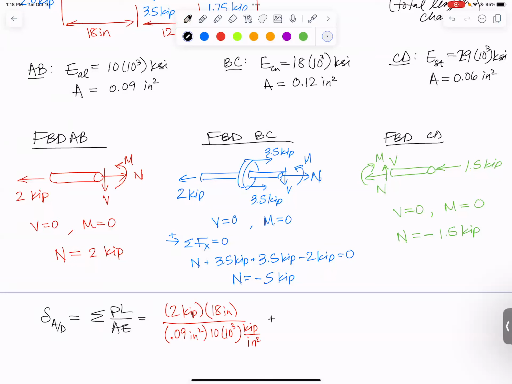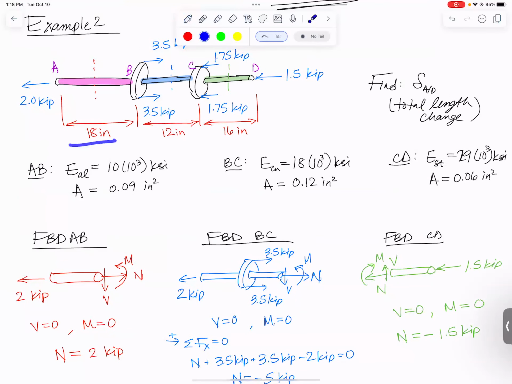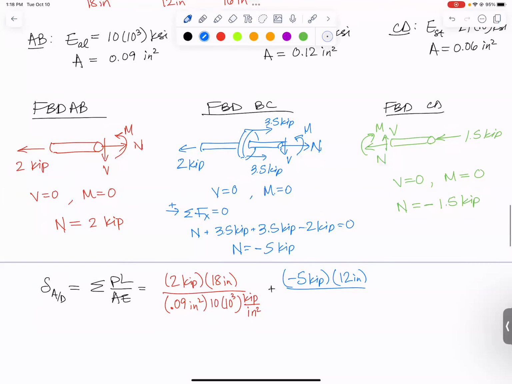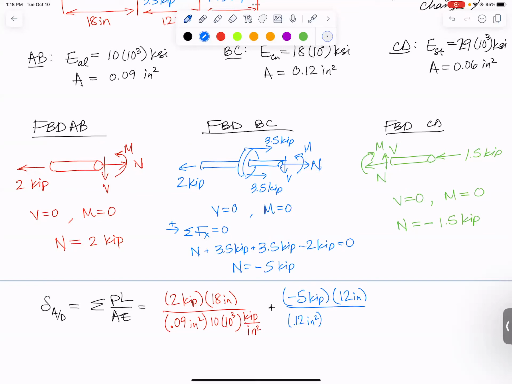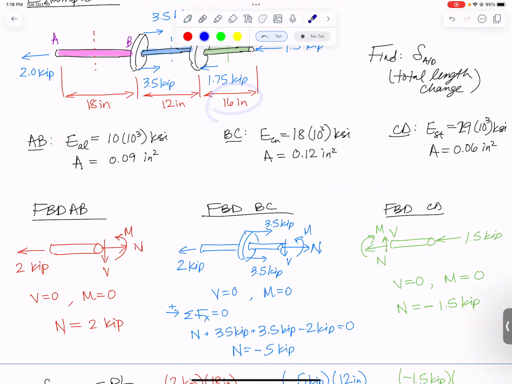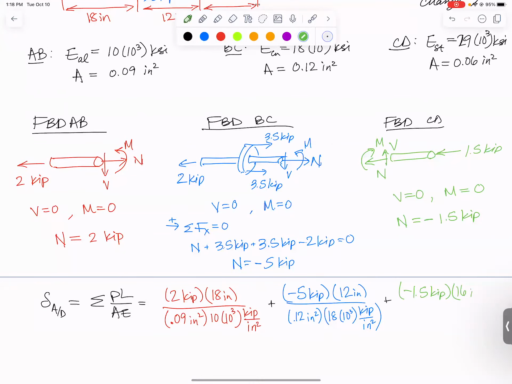The blue one, that's going to have the force of -5 kips. The length, going back up to my diagram, I used 18 inches for the first section. This one is 12 inches now. So we'll put in 12 inches for the length. The area of this one is 0.12 square inches. And the Young's modulus is 18 times 10 to the third kips per square inch. And finally, I need my last part, which is -1.5 kips. The length of this one is 16 inches. You see that up there? 16 inches. And then I divide it by its area, 0.06 square inches, and its modulus, 29 times 10 to the third kips per square inch.